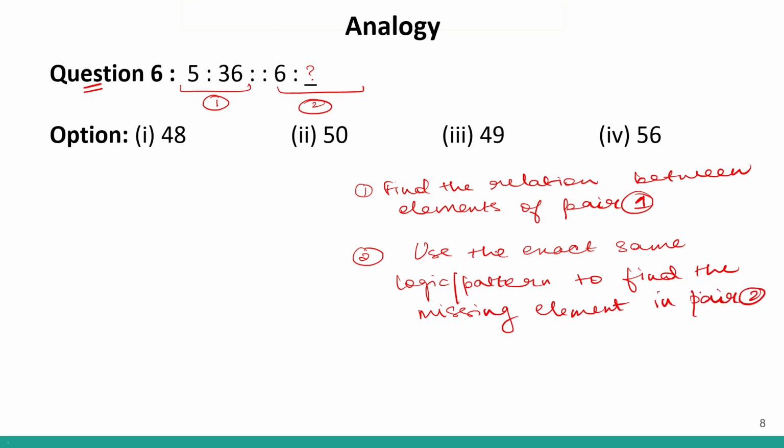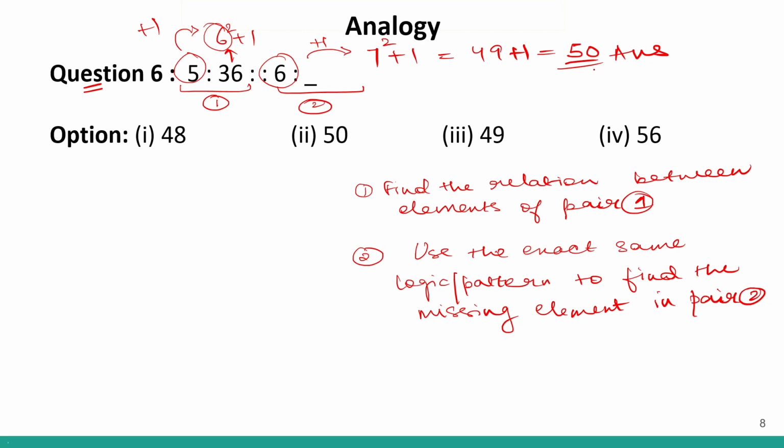This is how we solve questions on analogy. So over here I can see 5 and then 36 can be written as 6 square plus 1. So what is the relationship between 5 and 6? Basically plus 1, correct? So this is 6. So the next number will be plus 1, which is 7. So it will be 7 square plus 1. 7 square plus 1 will be 49 plus 1, which is equal to 50. So 50 will be the answer to this question.